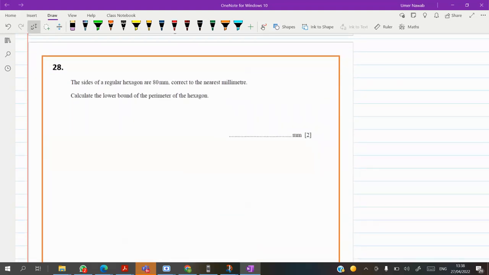Question number 28, he talks about a regular hexagon. This measurement is to the nearest millimeter, 80. Lower bound and upper bound, 79.5, 80.5. Lower bound of the perimeter of the hexagon. A hexagon has 6 sides, so 6 times the lower bound of the side, which is 79.5.